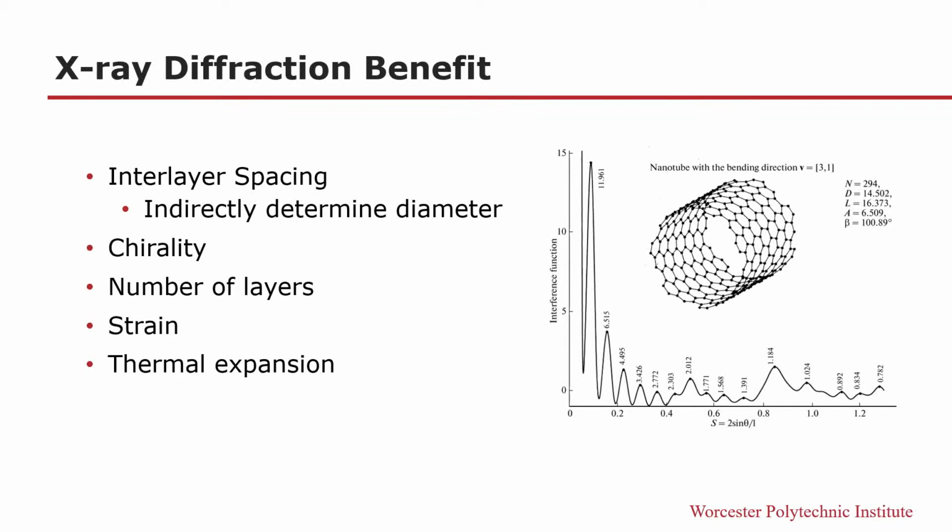Classifying carbon nanotubes has been done by scanning electron microscope, Raman spectroscopy, thermogravimetric analysis, and X-ray diffraction, with each technique offering unique perspectives on the nanotubes. X-ray diffraction has been shown to be an effective measurement tool for the chirality of nanotubes, the interlayer spacing, and the structural strain, as well as the thermal expansion of the nanotube lattice. Indirectly, the diameter of the nanotubes can be calculated as it is strongly correlated with the number of layers and interlayer spacing of your nanotubes.